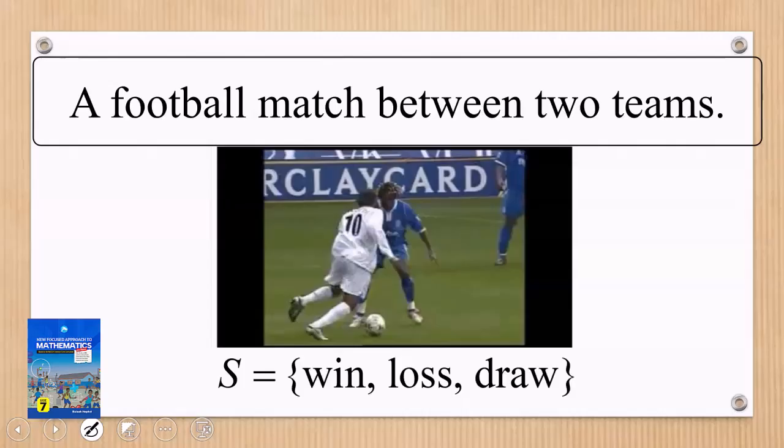So for the sample space for a football match between two teams, the outcome can either be a win, a lose, or a draw. So these are the possible outcomes. Every match that ends, it ends with either a win, a lose, or a draw. There's nothing like in between, unless the match didn't end. Okay, but when the match ends, we have win, lose, or draw. So that becomes a sample space. So here the number of sample space, which we normally use S to represent, becomes 3. You get it? Good.